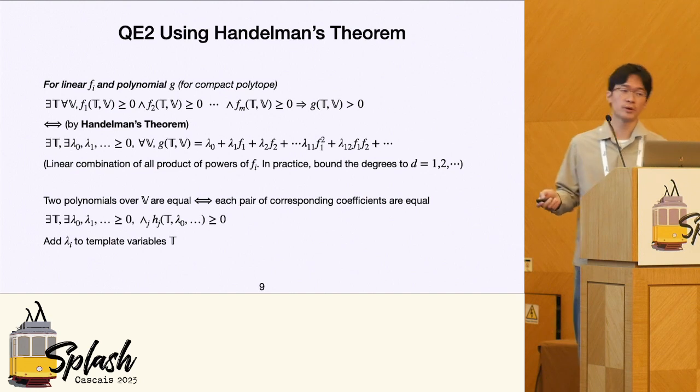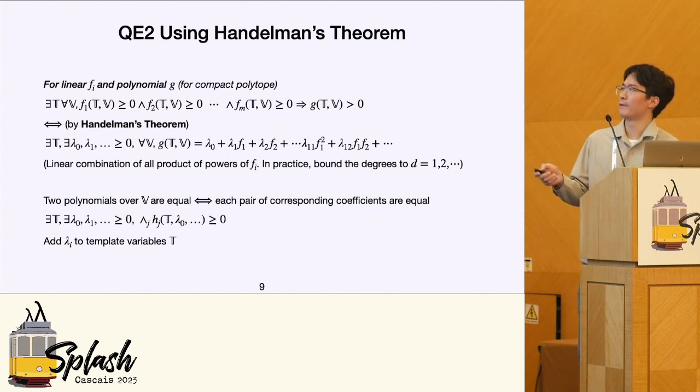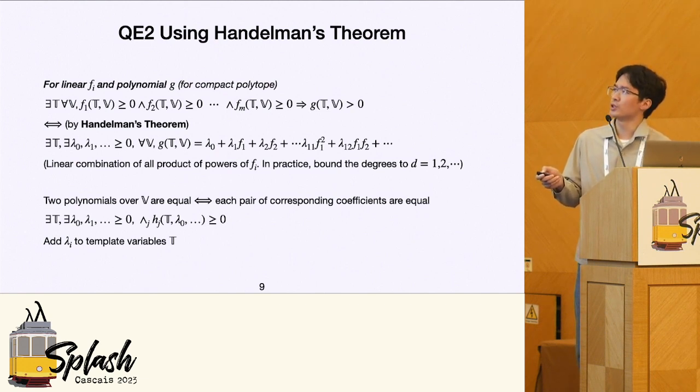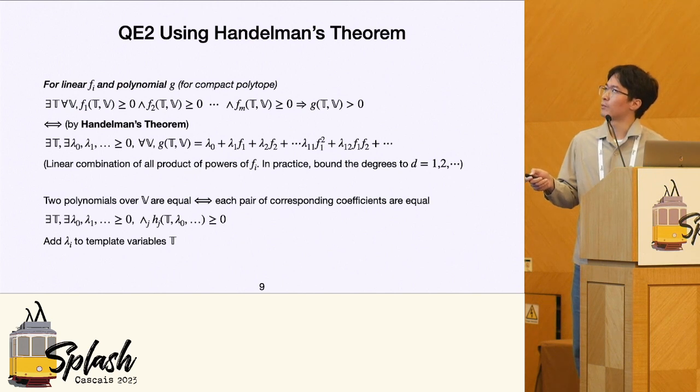And for the polynomial case, we need other theorems. So Handelman basically says that the constraint form is still similar, and it's equivalent to saying that g can be represented as a linear combination of f1, f2, but also containing f1 squared, f1 f2. So basically, a linear combination of all products of powers of fi. In practice with bounded degree, it can be represented finitely. And then again, for two polynomials over v to be equal, we just match the coefficients and get new constraints without program variables, and then we can solve it.